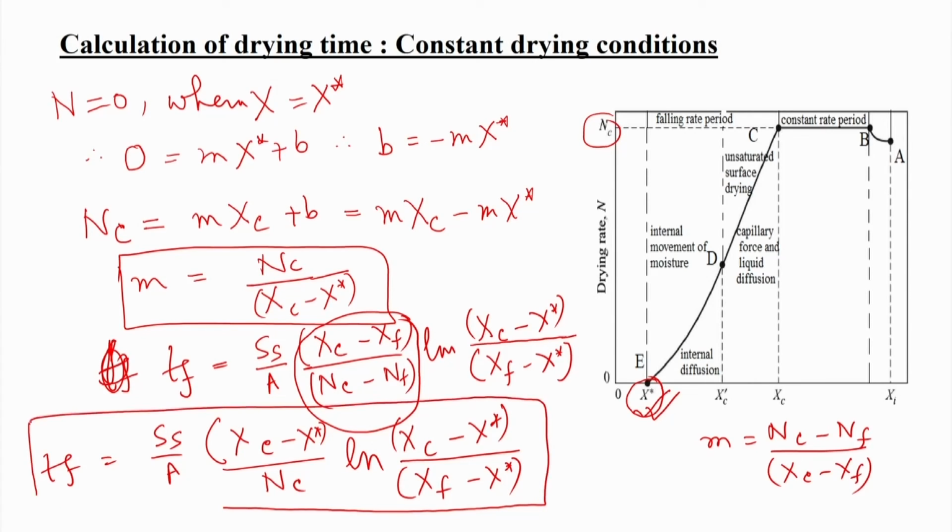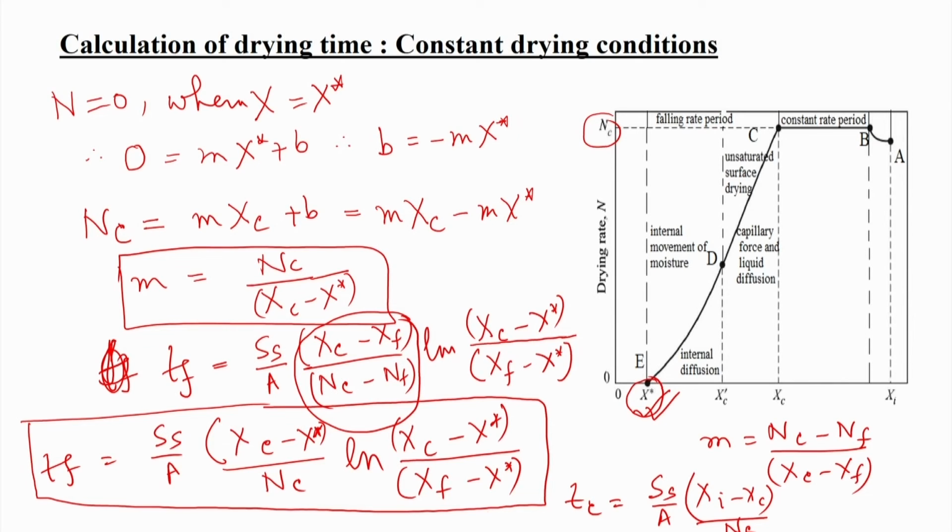So, whenever it is going up to x*, we have t_f equal to S_s/A into (x_c - x*)/n_c into ln((x_c - x*)/(x_f - x*)). Here the total drying time will be t_c plus t_f. We know that t_c is equal to S_s/A into (x_i - x_c)/n_c. So, we will be adding this t_c and t_f.